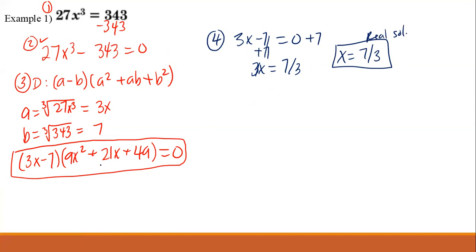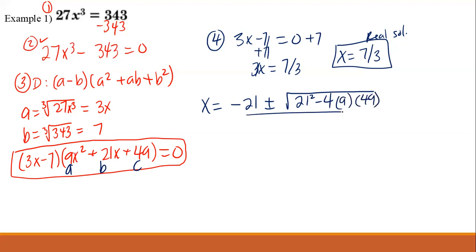Then we're going to use the quadratic formula to find our other ones. For the quadratic formula, our a is 9, our b is 21, and our c is 49. So we have x equals negative b plus or minus the square root of b squared minus 4ac, divided by 2a. Okay, because our numbers are so large, we're going to go ahead and use a calculator to help us.